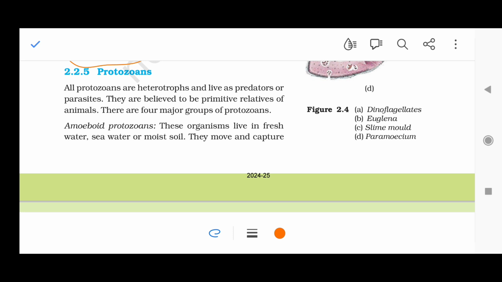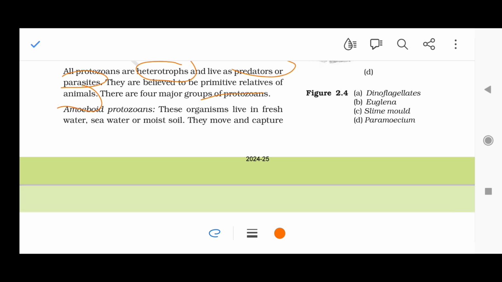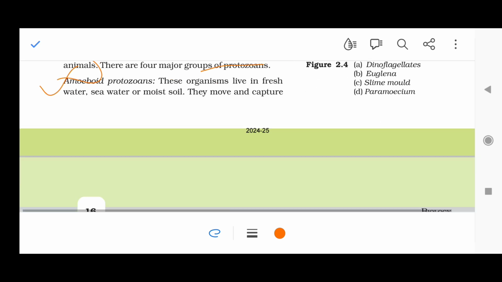So the protozoans are heterotrophs and live as predators or parasites. So they depend on other organisms for their food. They are primitive relatives of animals. Basically, here we have divided them into four groups. First one is the amoeboid protozoans. These organisms live in freshwater, seawater or moist soil.